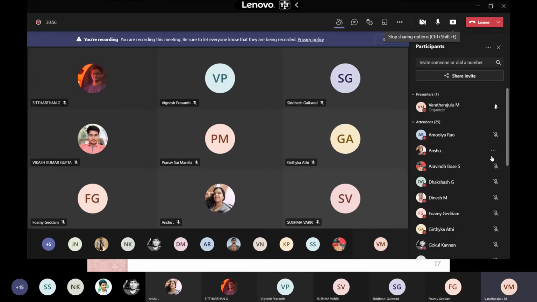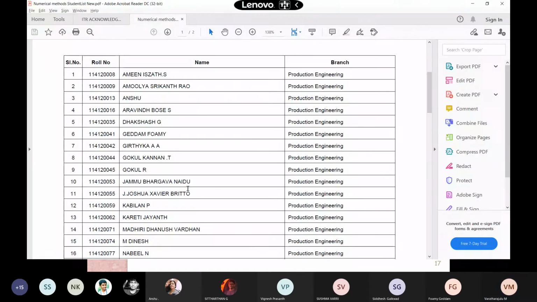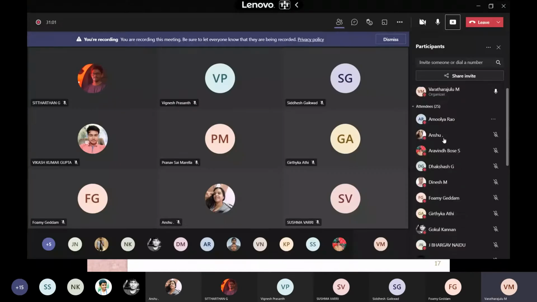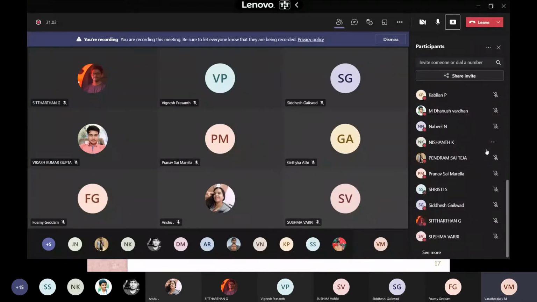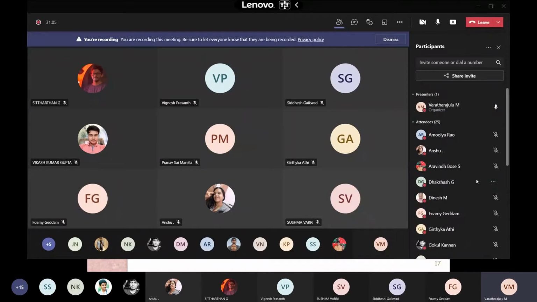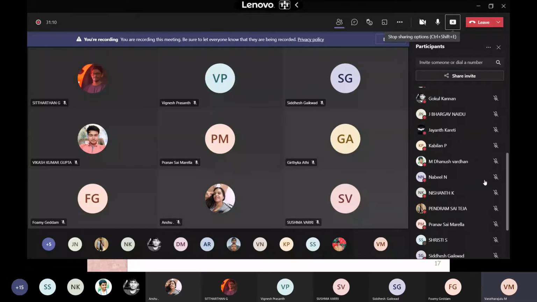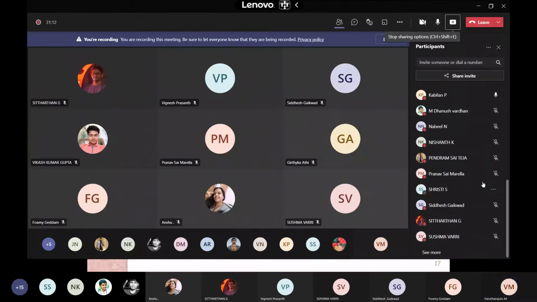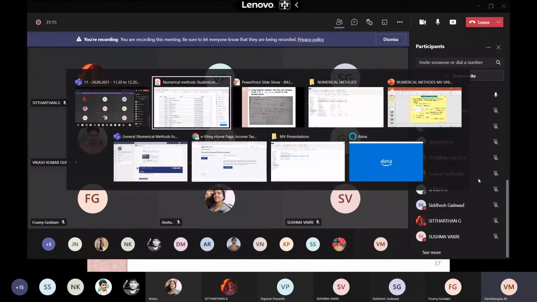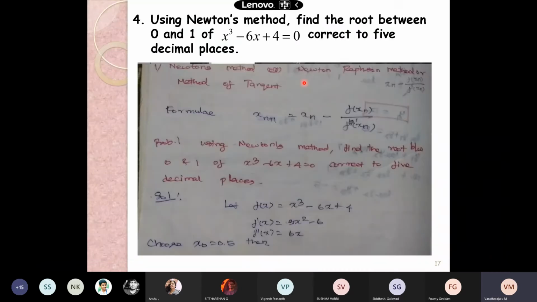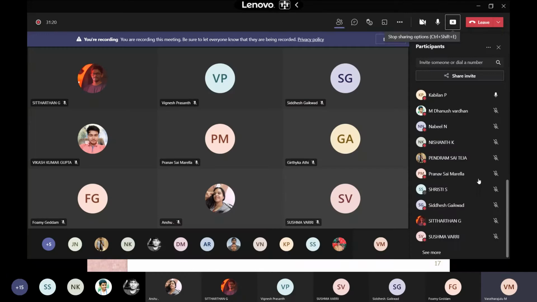Okay, now page number 11. Joshua Xavier Brito, whether Joshua joined? I think not yet. Kabilan, you try to find the results using a calculator, so that all 25 will benefit in finding results with the cubic equations. Sir, I had informed you yesterday that I will get the calculator this weekend. I can do it with Excel, sir.